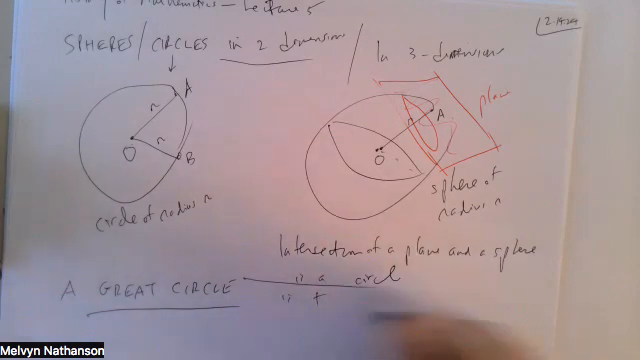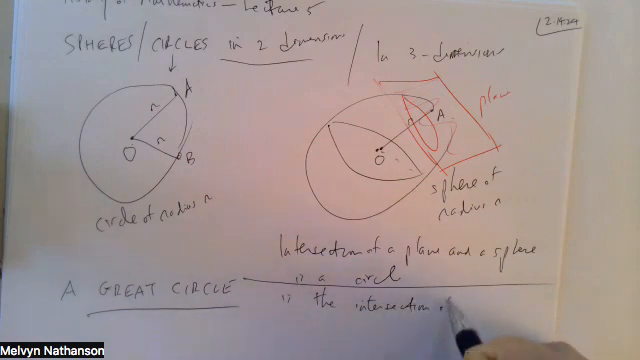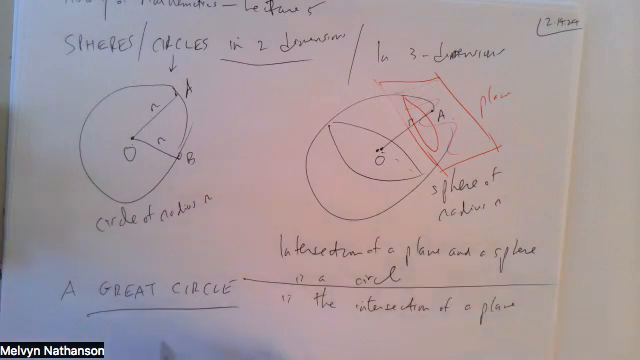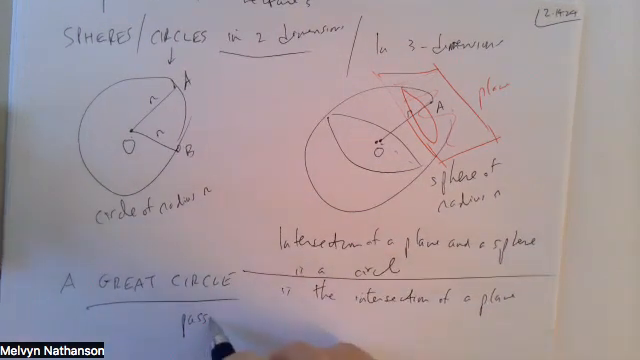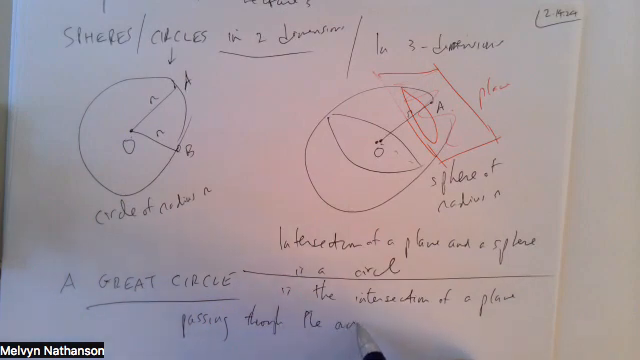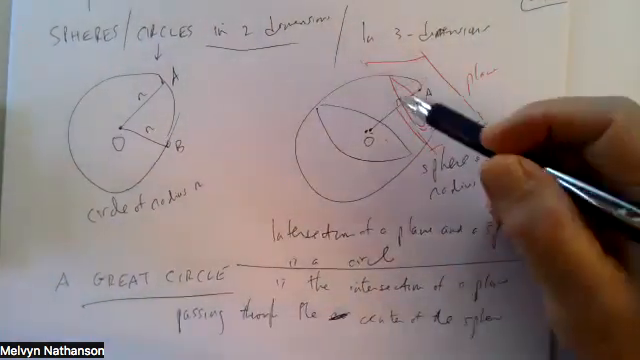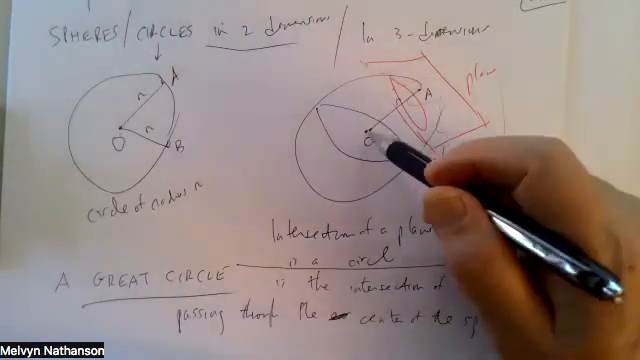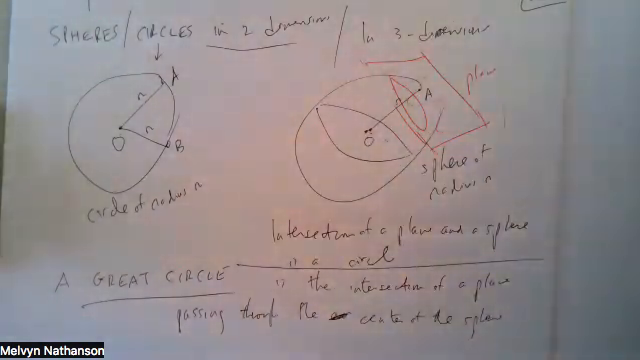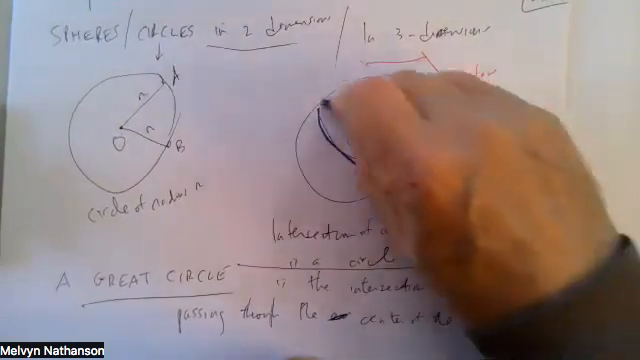And in the sphere, what is called a great circle is the intersection of a plane passing through the origin, passing through the center of the sphere. So you have the sphere and a plane that cuts through the sphere and passes through the center is a great circle.